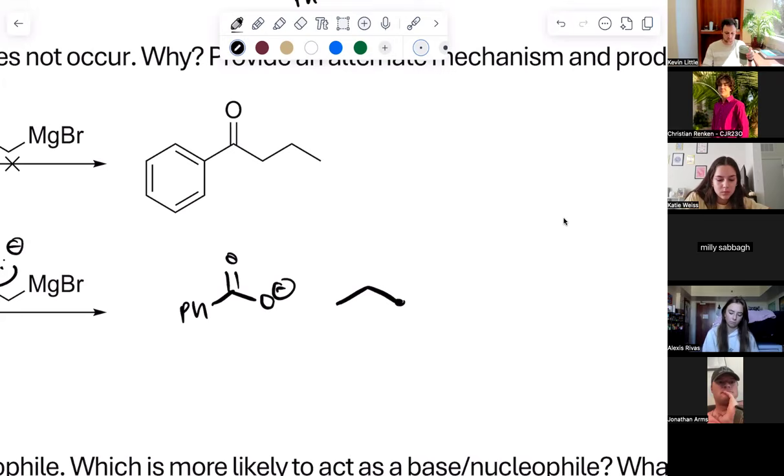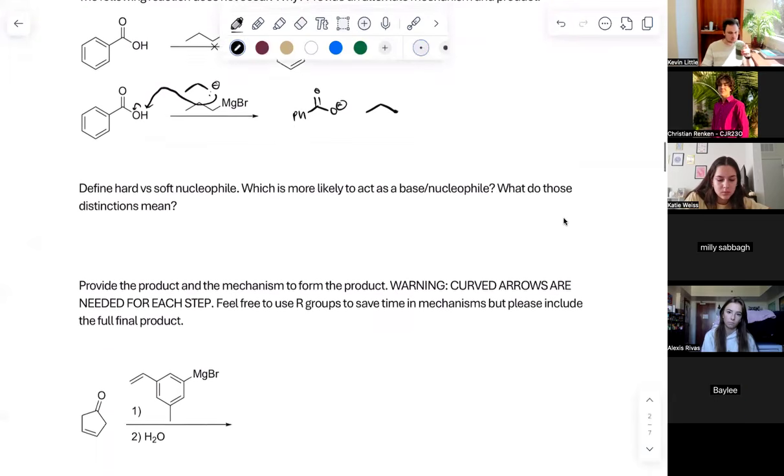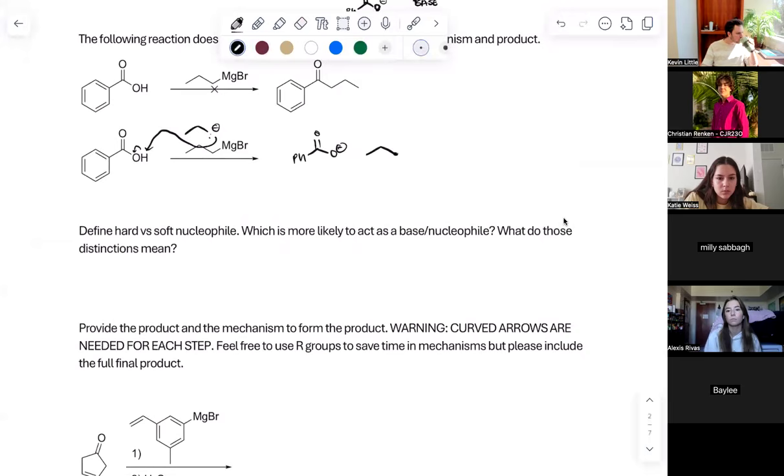That's a good question. I have a question going off of that too. Yeah. So if it was a lithium, like just lithium instead of MgBr, would that do the same thing too? So if it has a metal, would it still? Okay. Yeah, you do not want an OH around when you have any sort of carbon nucleophile because it will pick up that proton and be done.